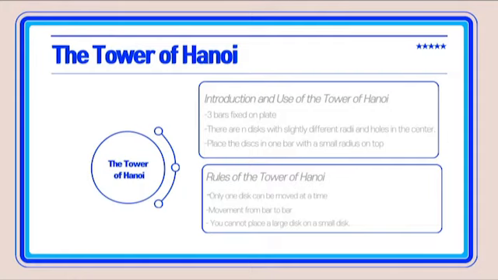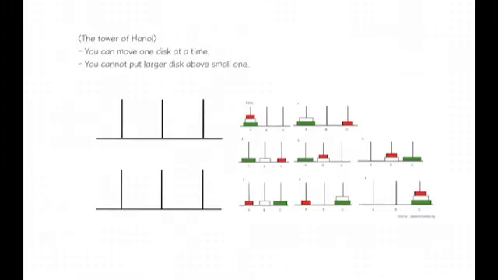The rules of the Tower of Hanoi go like this. Only one disk can be moved at a time. Movement should only be from bar to bar, and you cannot place a large disk over a small. Now I'm going to introduce the mathematical principles behind the Tower of Hanoi. I want you to understand how we can get the equations calculated.